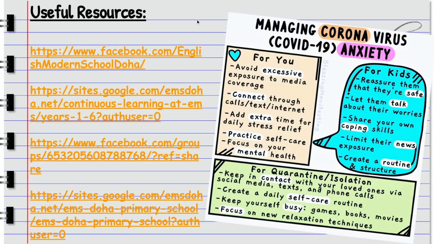Here are some helpful resources. Our Facebook page is always a good resource, and there are other bits and pieces on Google Sites to help you, including a little picture talking about managing coronavirus and anxiety. Obviously, we've talked about your children, about how you can reassure them, let them talk about their worries, and share your own coping skills. Maybe your coping skill is to go and open the fridge and eat as much as possible. I know that sometimes can be mine. I'm also definitely a book person. I sit outside, feel the sunshine on my face, and read a book. It helps me to feel relaxed.